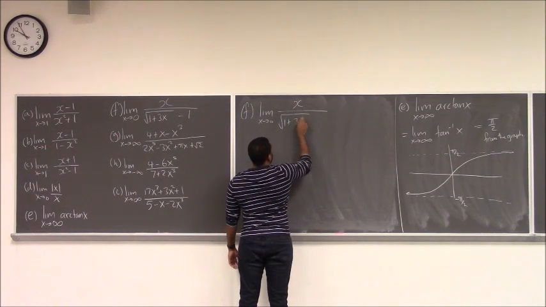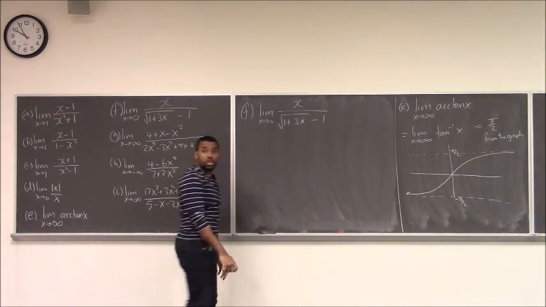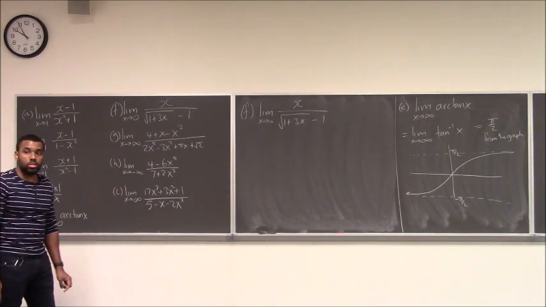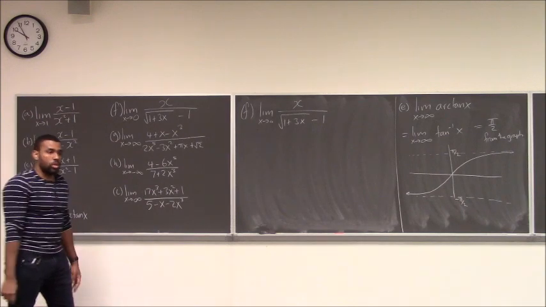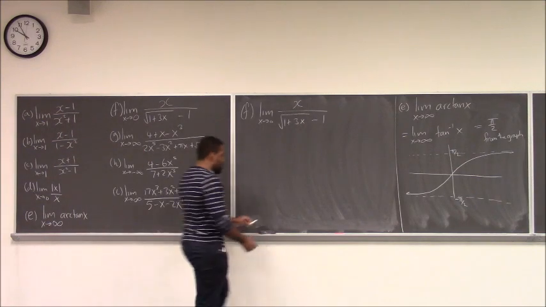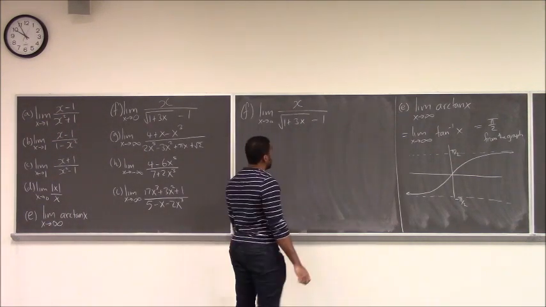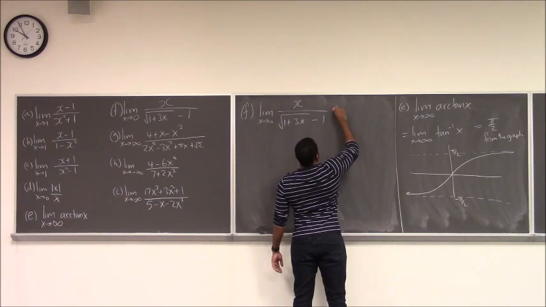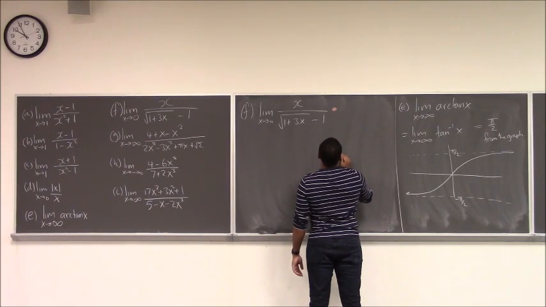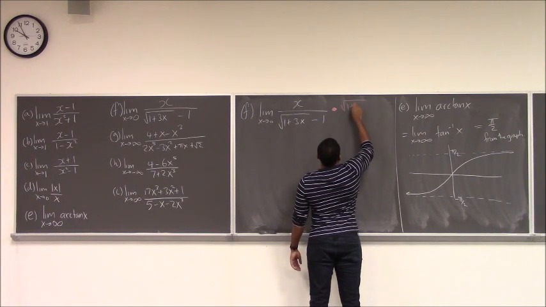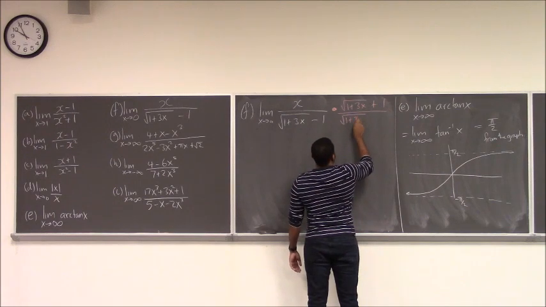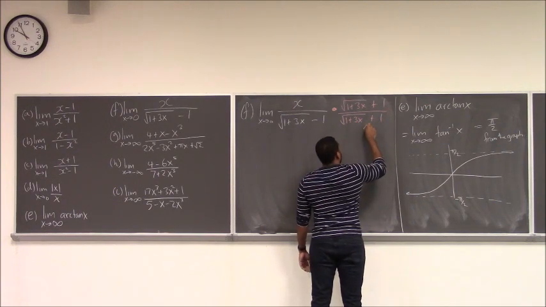Anyone get to this one? You can't plug in, so I rationalized. Right, you can rationalize, and you rationalize by multiplying by the conjugate over itself. So you multiply by something divided by itself, so you multiply by 1. What did you multiply by? The square root of 1 plus 3x plus 1, over the square root of 1 plus 3x plus 1. And this is called a conjugate.